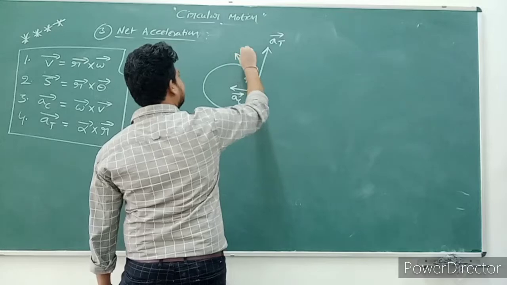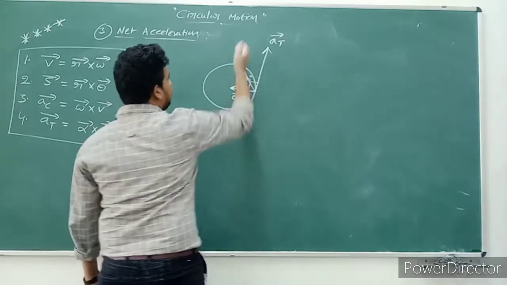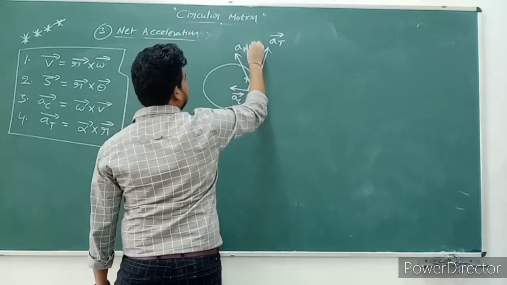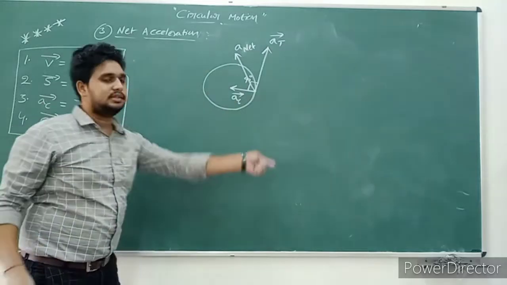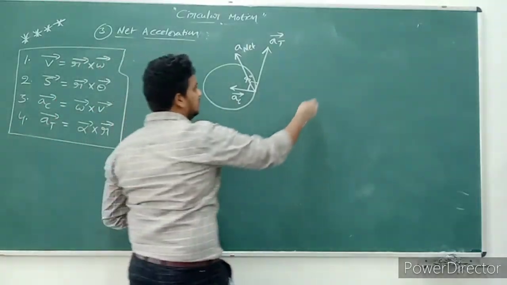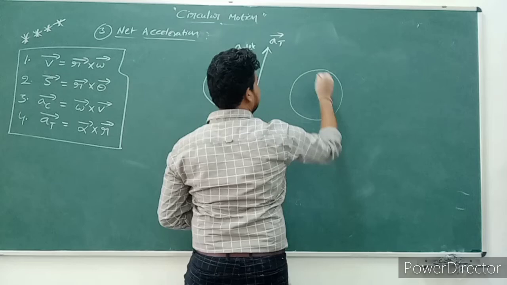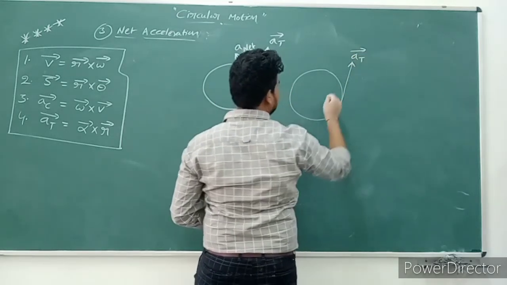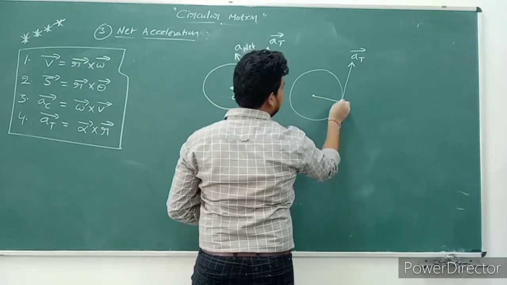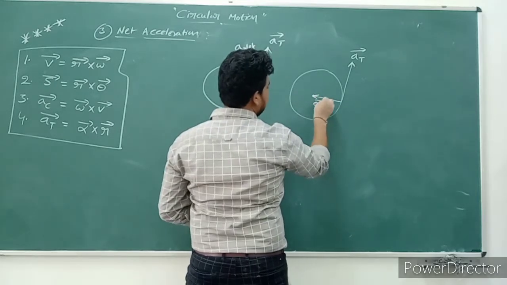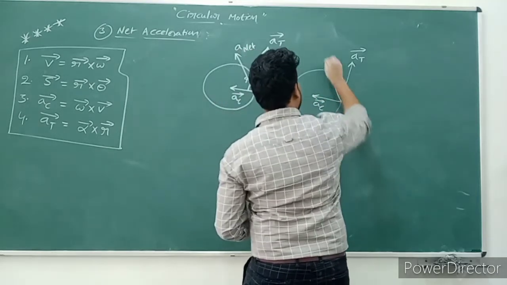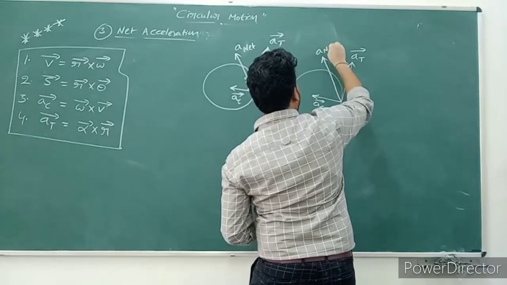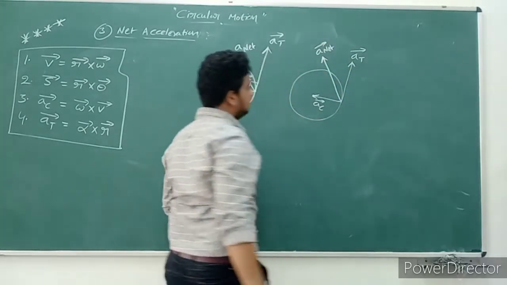Net acceleration is in this direction. This is net acceleration. Have you understood? This is the circle. This indicates tangential acceleration direction. This is the center. This indicates centripetal acceleration direction. This indicates net acceleration direction.